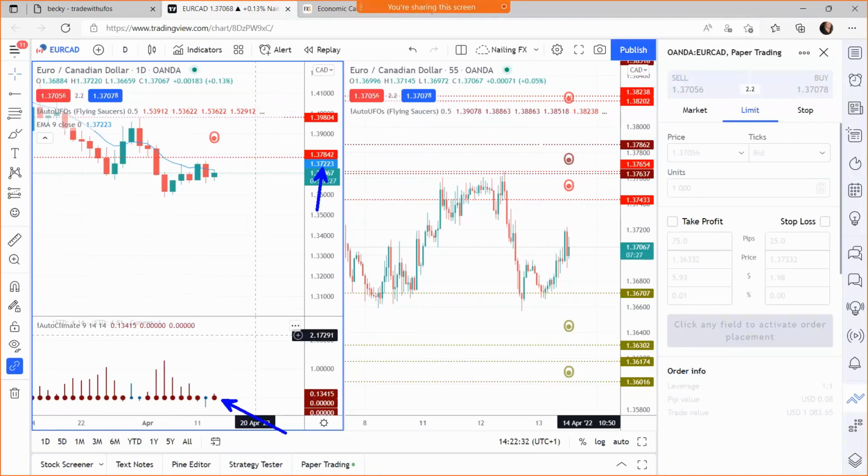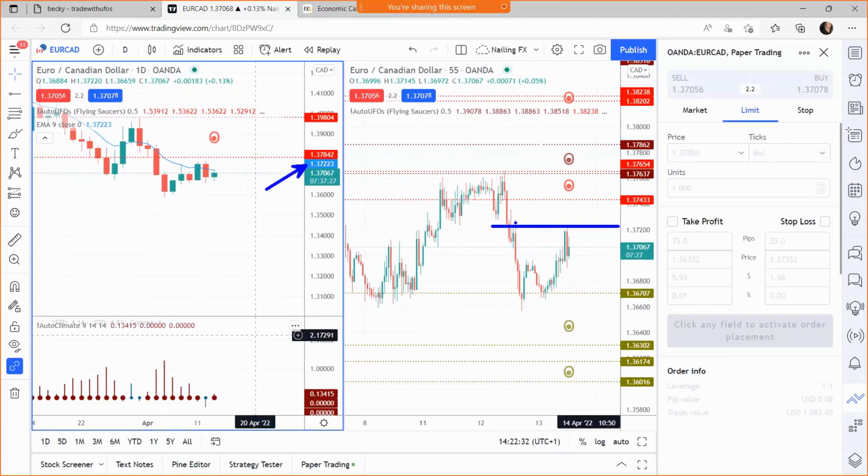So in this case, excuse that if you heard that sound, that was TradeStation being very noisy there. So in this case, where price is below the EMA, we're likely to find sellers at this point, which is 1.3722, which is about here.